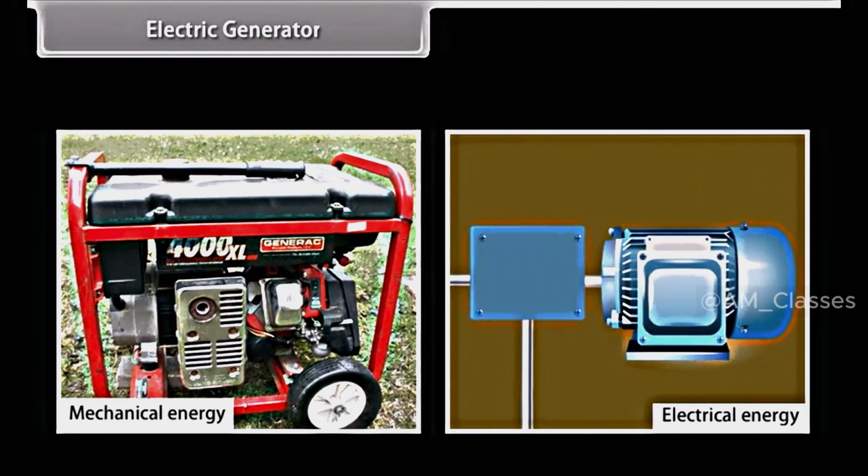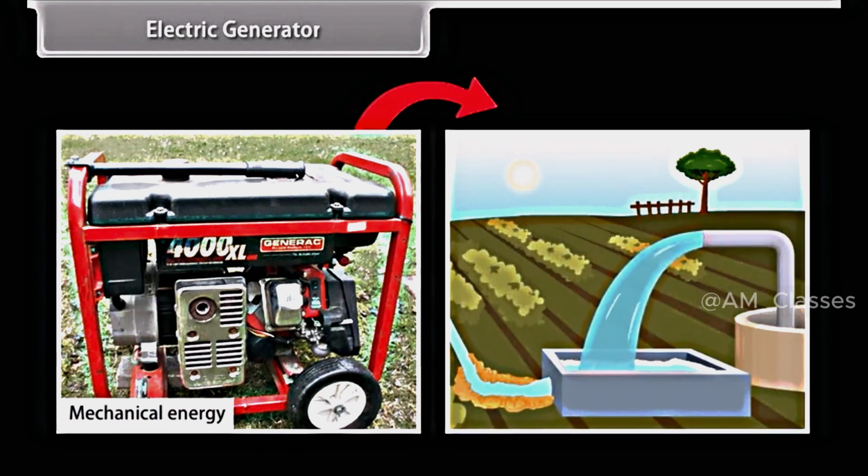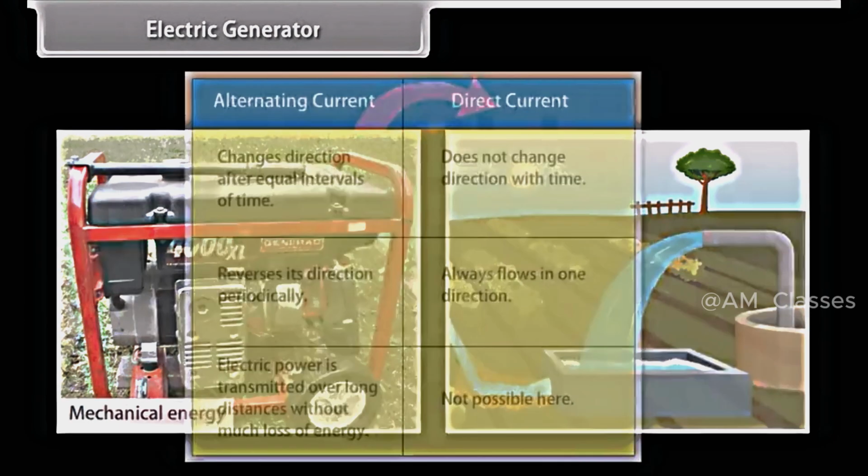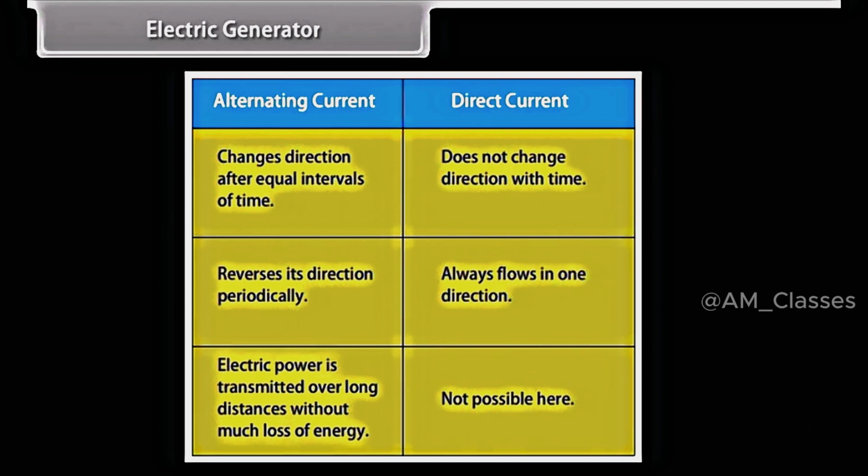Electric generator. An electric generator converts mechanical energy to electrical energy. It forces electrical charge to flow through an external electrical circuit. An example is a water pump, which causes water to flow but does not create water. Electric generators operate based on electromagnetic induction.